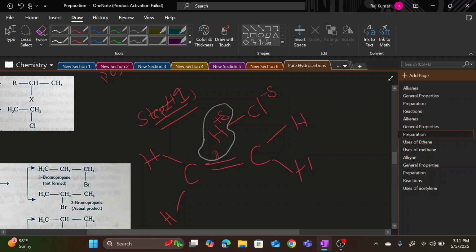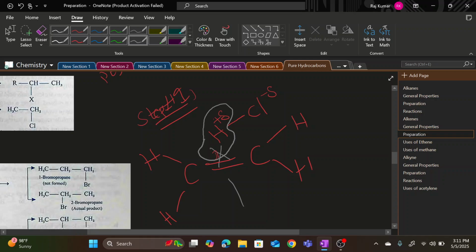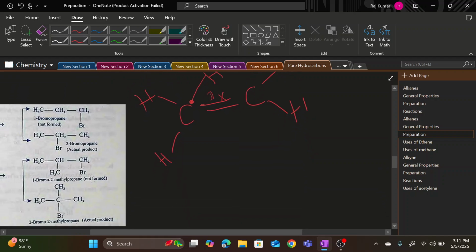It would be attracted towards the pi bond, due to which it will form a bond over here. What it will actually do is break the pi bond. What it will essentially do is break this pi bond and come and attach over here. So it will form this thing.